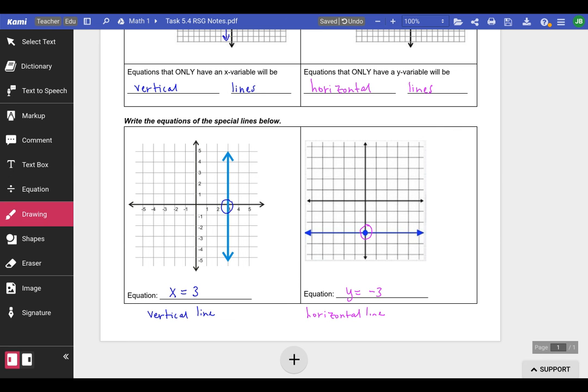So that's really all there is to it for today, just being able to graph these special equations of lines for horizontal and vertical lines.